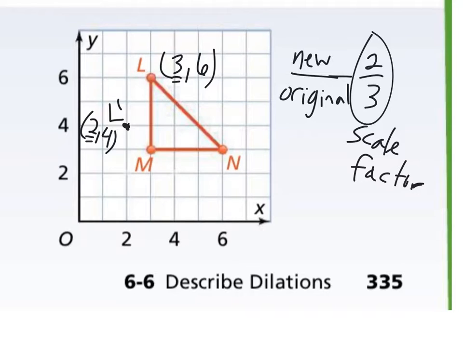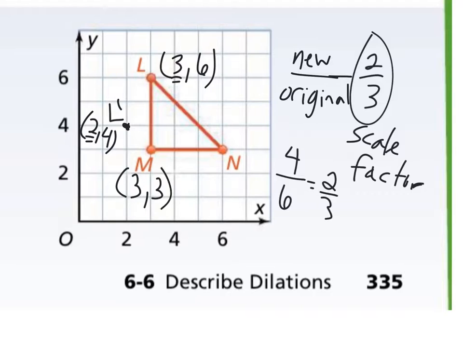And you can check that with the Y's. With the Y's, the new was 4, the original was 6. 4 over 6 reduces to 2/3. Okay, so that confirms this. Scale factor is 2/3. So now let's look at the coordinates on our other points.